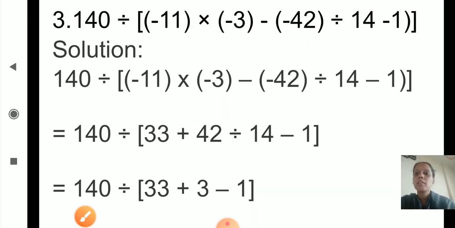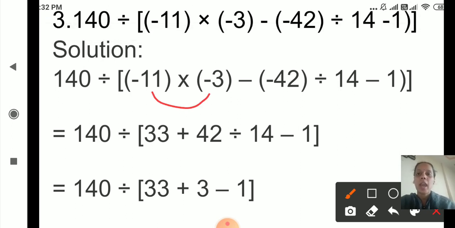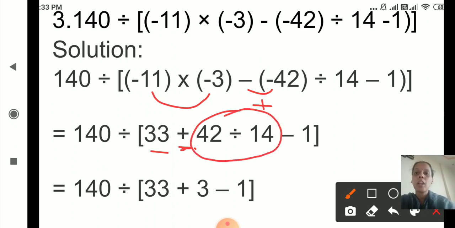minus 11 multiply by minus 3, and this minus becomes plus. Okay. Now in the next step, see here, minus 11 multiply by minus 3, that is 33. This minus, so it is plus here. 42 we have written as it is, divided by 14 minus 1 we have written as it is. Now in the next step we'll do division first, that is 42 divided by 14. So the answer is 3, and all other numbers and signs we have written as it is. 33 plus 3 minus 1 we have written as it is here. Okay, hope we are clear till here.